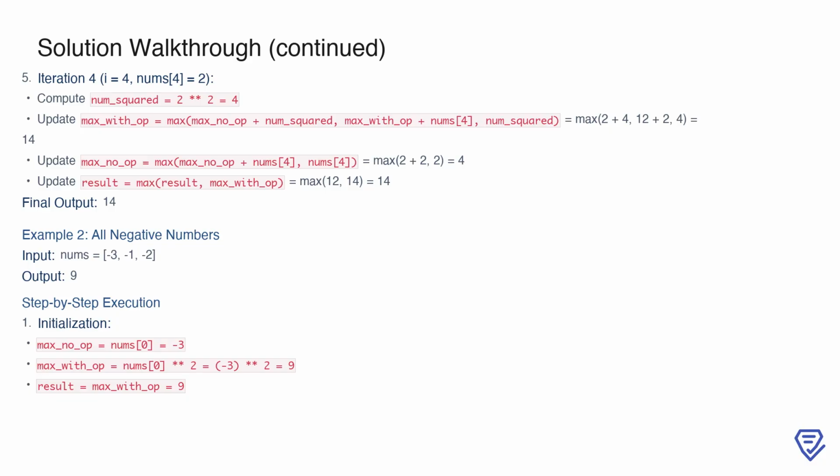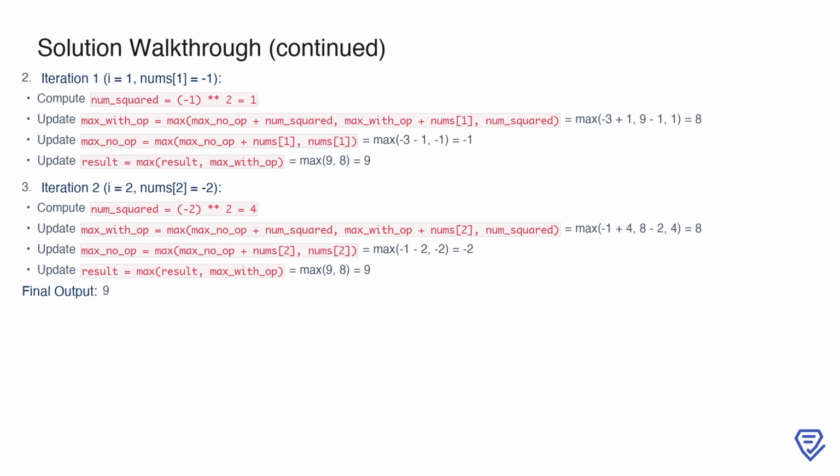Next, let's analyze an example with all negative numbers. In this example, the input array is [-3, -1, -2]. We initialize max_no_op to the first element, which is -3. Then, max_with_op is set to the square of the first element, which is 9, and result is also initialized to 9. In the first iteration, where i is 1 and nums[1] is -1, we square -1 to get 1.